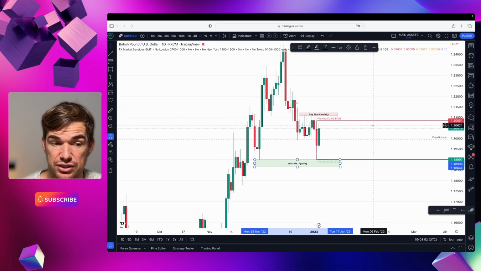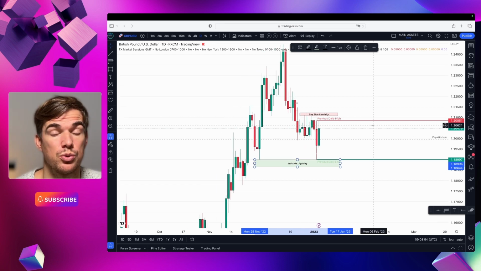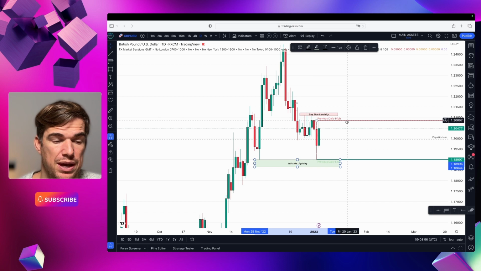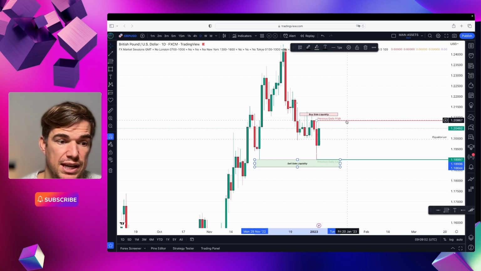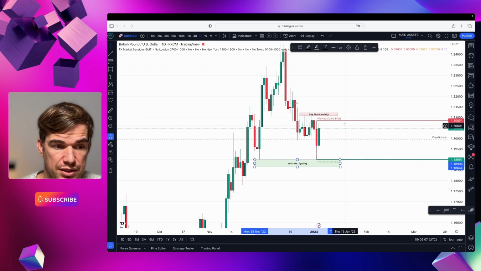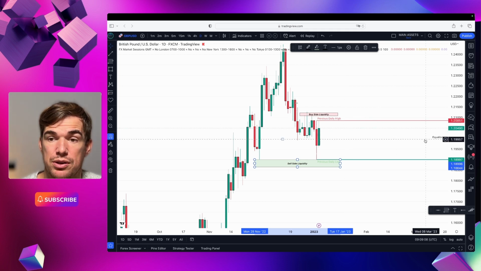What potentially could have also happened: I was neutral from the start of the session, but as the session started and we saw that spike in the pound dollar to the upper side, I decided to go short. As you can see, I put the high and the low of the previous day, and that's the equilibrium, where it was 50%. When the market opened, the 50% was pretty much where the price was. That helps you identify whether you are going to be going long or short.